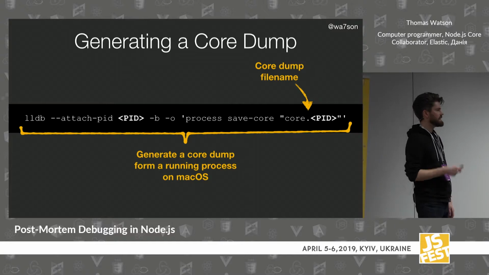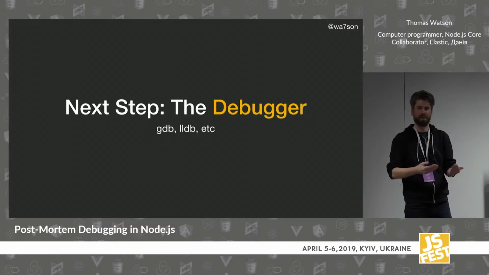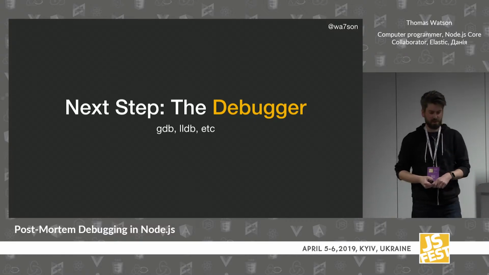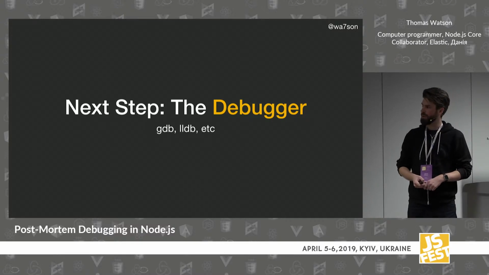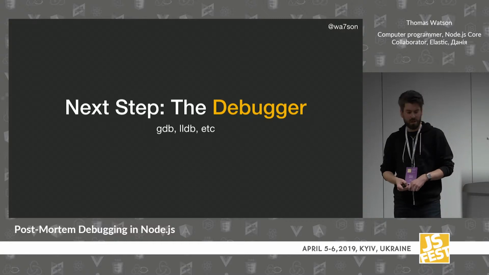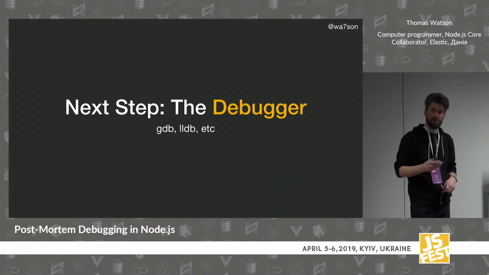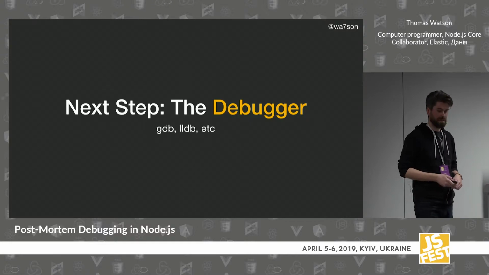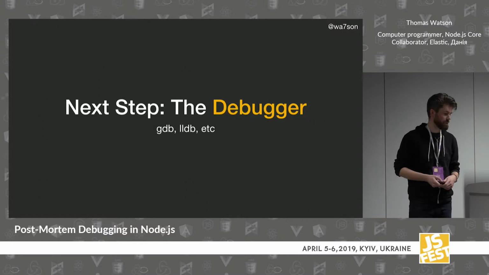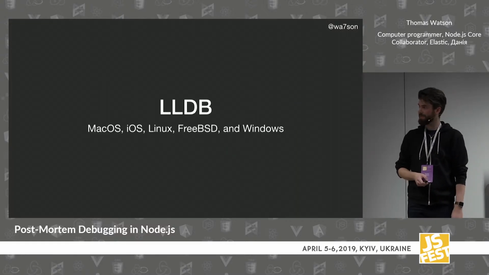So the next step is how are we going to actually analyze them? Because we don't want to just look at the hex dump, right? We've come a long way since then, luckily. So we use a debugger, and the most popular one is called GDB. Unfortunately, we can't use that with Node. There's another one called LLDB. That's the one we most likely will use. There's also MDB that's been used in the past. But LLDB is the new one we use for Node.js. And it runs on a lot of different operating systems.